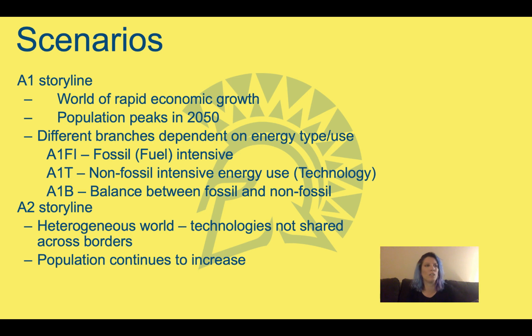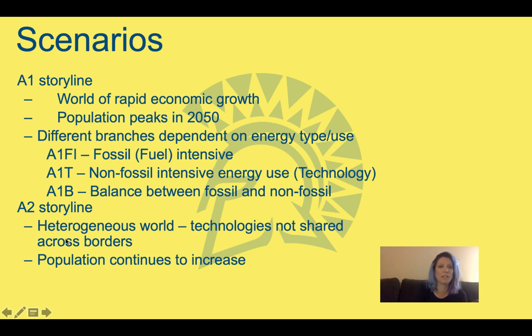Okay, so the A1 storyline, just to go into these storylines a little bit more. It's going to be a world of rapid economic growth. The population will peak in the year 2050. And remember I said there are a couple of different subcategories here. A1F1 is going to be fossil fuel intensive, so the globe uses more fossil fuels. A1T is going to be non-fossil intensive energy use, where it's going to be more technology. A1B is going to be a balance between fossil and non-fossil. Non-fossil being wind turbine, solar, things like that.